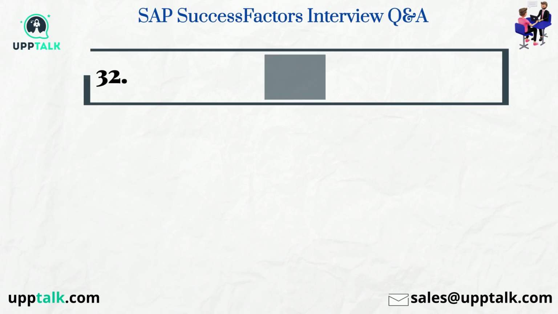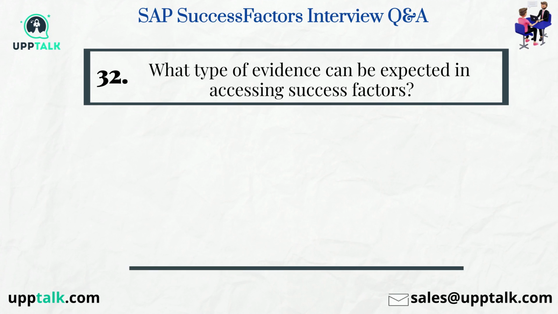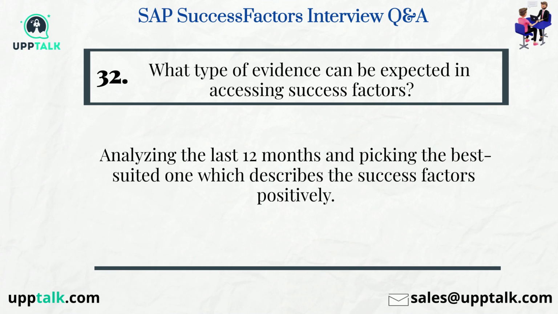The 32nd question is: what type of evidence can be expected in assessing success factors? Analyzing the last 12 months and picking the best suited one which describes the success factors positively.